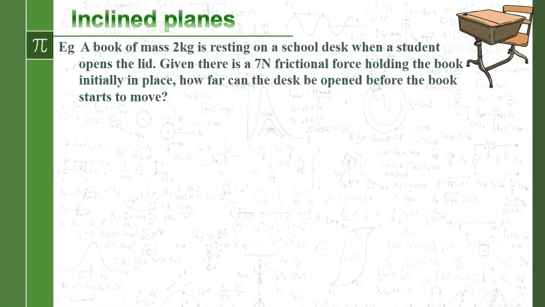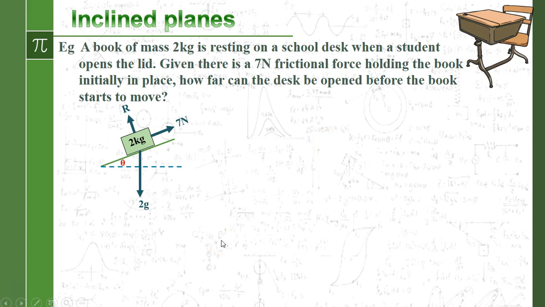Right, so let's have a look. We've got an example here with a book of mass 2 kilograms resting on a school desk. When the student opens the lid, we've got a frictional force holding the book in place, but how far can the desk be opened before the book starts to move? So, as it's mechanics, always start off with the forces diagram. Reaction force, force due to gravity, and we've got that 7 Newton force that's acting up the slope, because the book is going to want to move down the slope, so there's a force acting up against that, stopping it doing that.